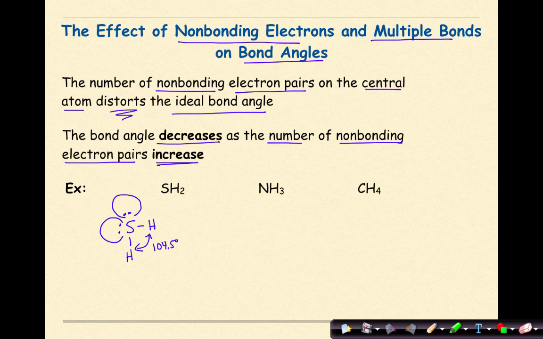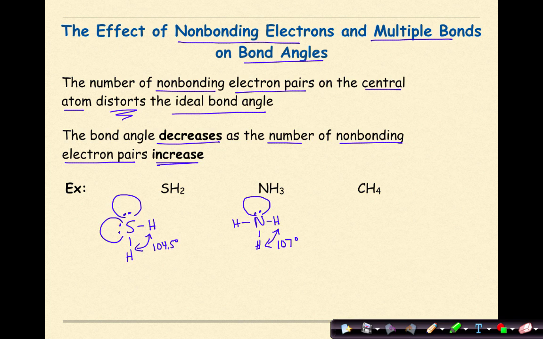Let's compare that to ammonia. Ammonia is a nitrogen, a hydrogen, another hydrogen, and we have a lone pair up on the top with its big electron cloud right there. If I was to measure this particular bond angle, I'd see that it's only 107 degrees. So fewer lone pairs, greater the bond angle.